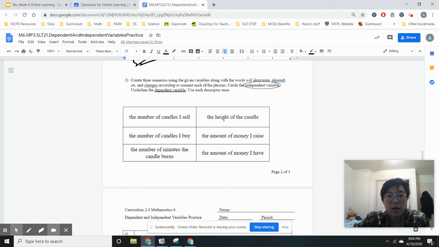So choose, match it. What do you think is going to be the independent? What do you think is going to be the dependent? For example, the number of candles I sell. What's going to get affected? If I'm selling the candles, is it going to affect the height of a candle? Is it going to affect the amount of money I raise? The amount of money I have? Which one? If I sell, am I raising money or affecting the money I have? If I buy candles, am I raising money or am I affecting the money I have? The number of minutes. So which one is dependent and which one is independent?